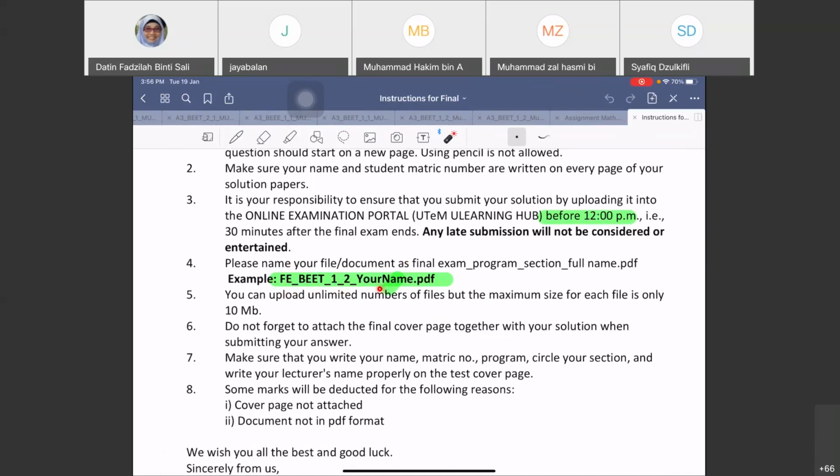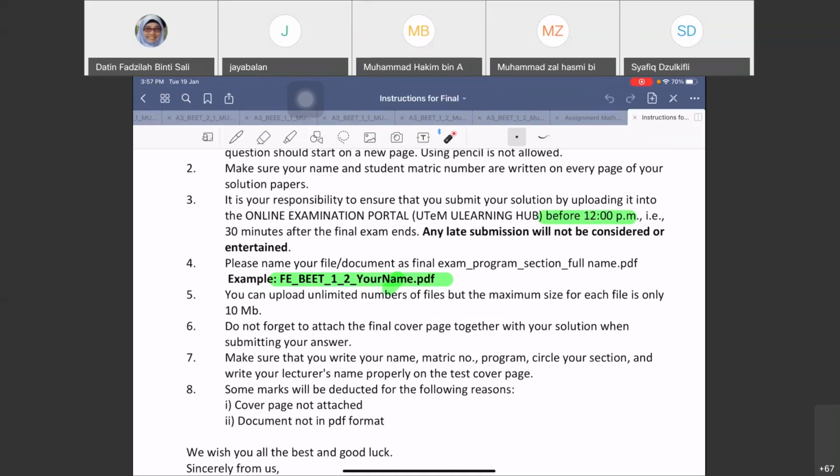So I do not want to receive a file named "final exam" or "final". Similar to assignment, even for assignment 3, I still got files named "assignment 3" or "A3", even though we said A3 underscore BEET underscore, etc. That's all. There's no program, no section. The worst case is no name.